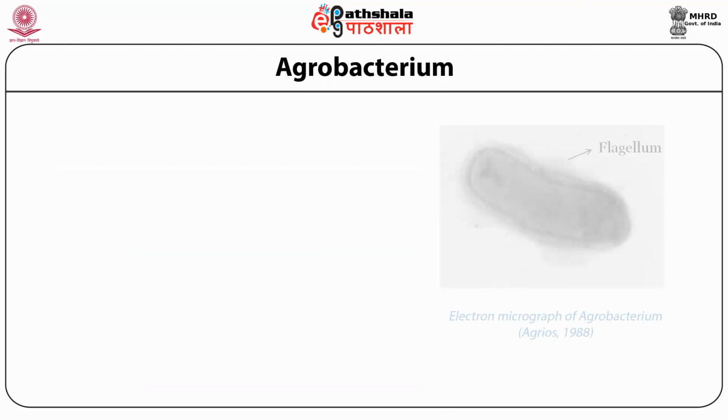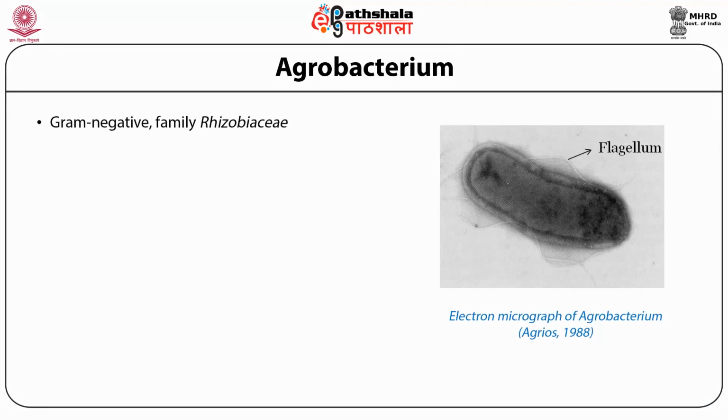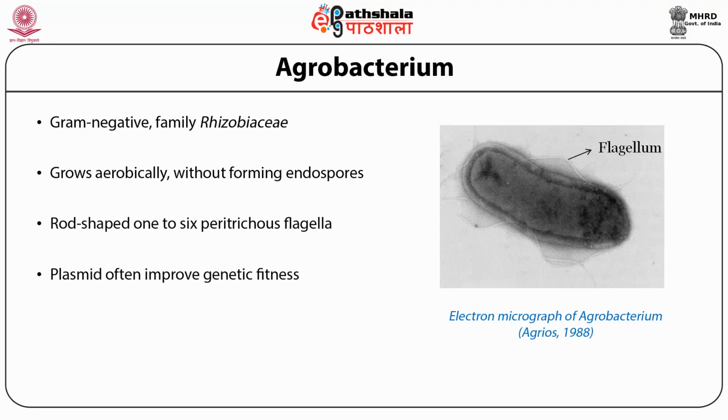Agrobacterium. So Agrobacterium is a gram-negative bacteria which belongs to the family Rhizobiaceae. It grows aerobically, which means it can grow in a condition where oxygen is present, without forming endospores. It is a rod-shaped bacteria which contains 1 to 6 flagella, as you can see in this electromicrograph of 1988, where the agrobacterium has almost 4 or 5 flagella.